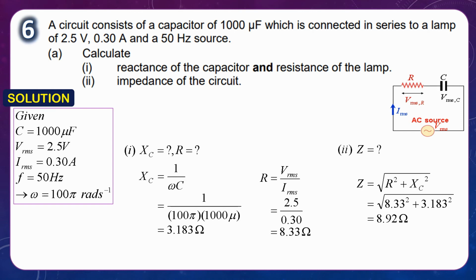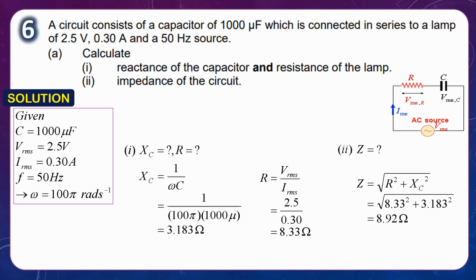Now take a look at question number 6. A circuit consists of a capacitor of 1000 microfarad which is connected in series with a lamp of 2.5 volt, 0.3 ampere, and a 50 Hz source. We need to calculate the reactance of the capacitor, the resistance of the lamp, and also the impedance of the circuit.